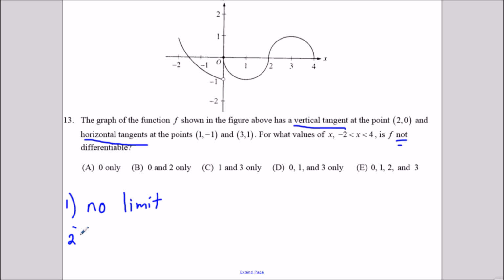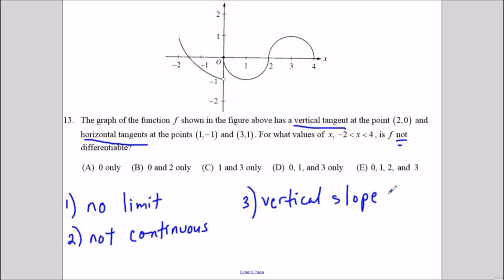You could show that it's not continuous. And another way is to show that there is a vertical slope. Okay, so these are 3 that just come into play here. So if you look, is there any place on the graph where there's either no limit or it's not continuous? And that's true when x is equal to 0. At this point, there's a break in the graph. So that means x equals 0 is the first place where this function is not differentiable.